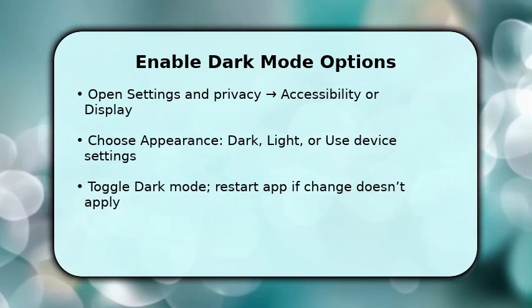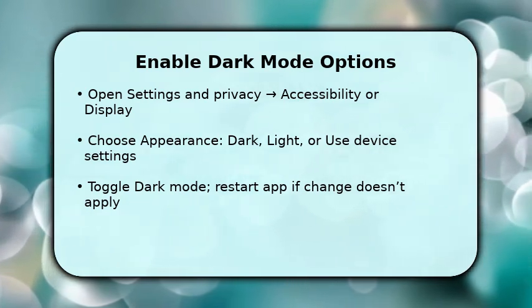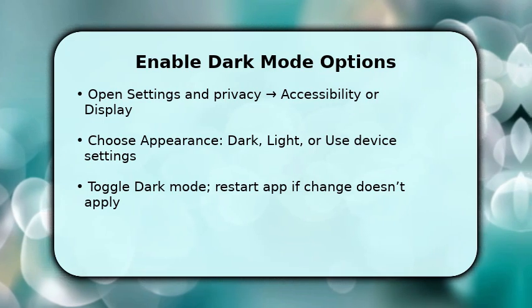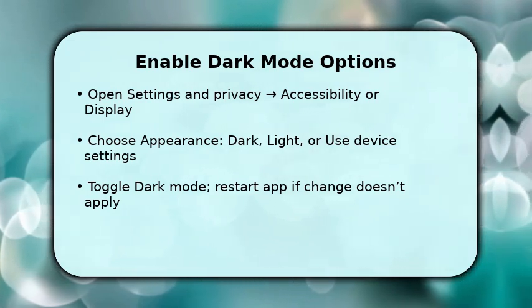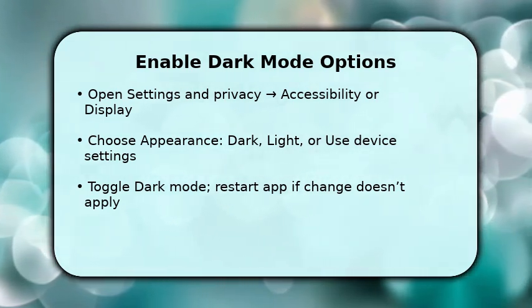Once you're in Settings and Privacy, scroll to Accessibility or Display. Different versions place it differently, so look carefully. Tap Appearance or Dark Mode and you'll see three choices: Dark, Light, or Use Device Settings.